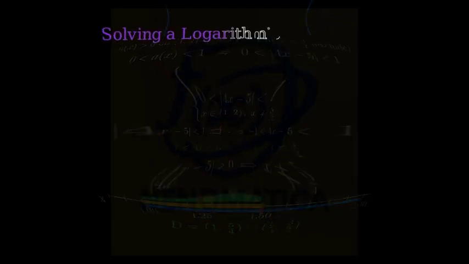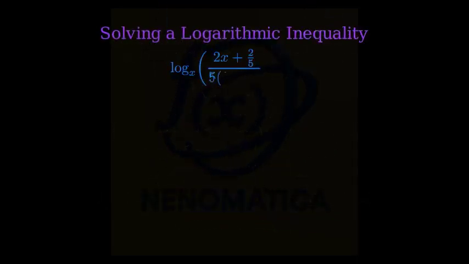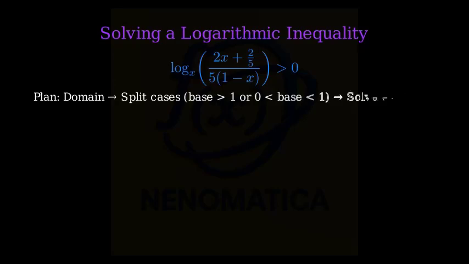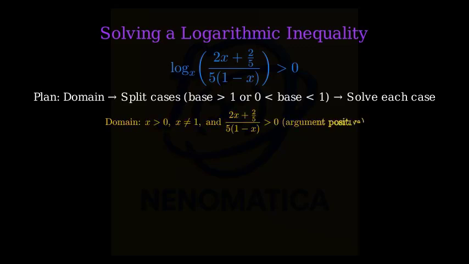We're going to solve the logarithmic inequality. The inequality is log base x of (2x plus 2/5) divided by 5 times (1 minus x) greater than 0. Plan: we'll first note the domain restrictions and then split into two cases depending on the base x. Case 1, x greater than 1. Case 2, x between 0 and 1.